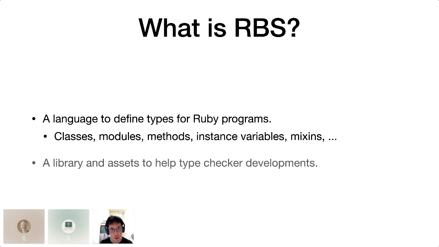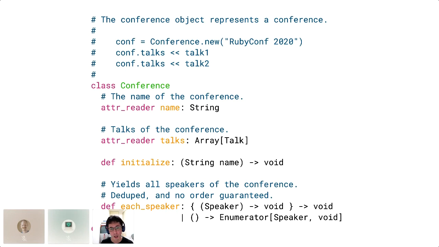This is a very short example of an RBS class definition. It defines the Conference class. There is no superclass specified in the declaration, which means its superclass is Object. It has two attr_reader declarations, name and talks. We can find the type of name is String, and the type of talks is Array. What is the type of the initialize method? It accepts a String argument. It's not a keyword or a symbol, it's a String.